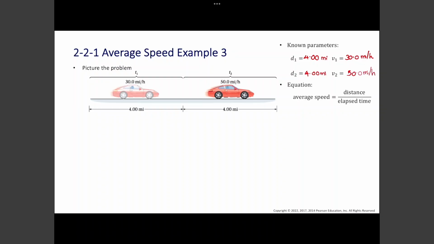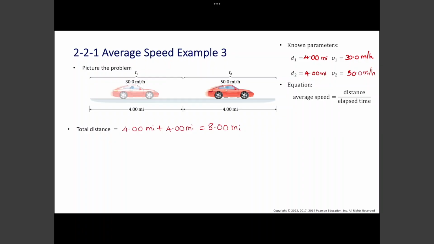And we have only one equation for the speed. It is distance over elapsed time. To calculate the average speed, we need to find the total distance traveled and the total elapsed time. So the total distance is simply 4.00 miles plus 4.00 miles, which is equal to 8.00 miles.